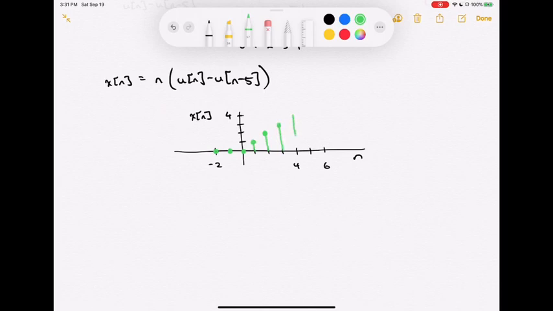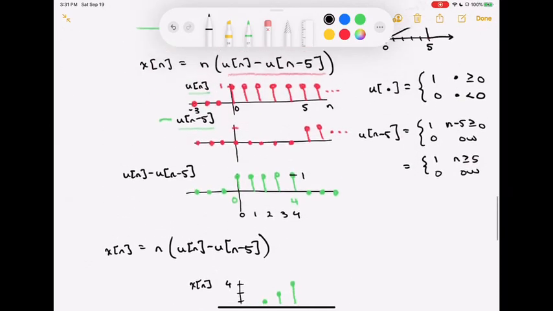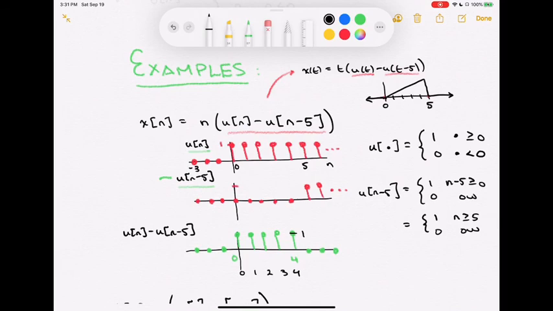At 4 it is 4, and then the kicker that many people get wrong, 5 is actually 0, 6 is 0, and so forth going on. So this is a 4-duration discrete time signal that is a ramp function, right? And you'll notice something else on this one. The first non-zero value is at n equaling 1. If you go back to the continuous time run, we start getting non-zero values immediately after 0, right? That thing seems to start at 0.